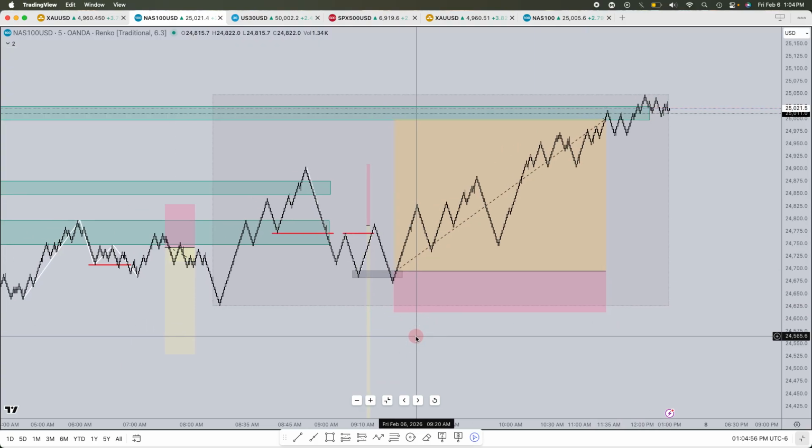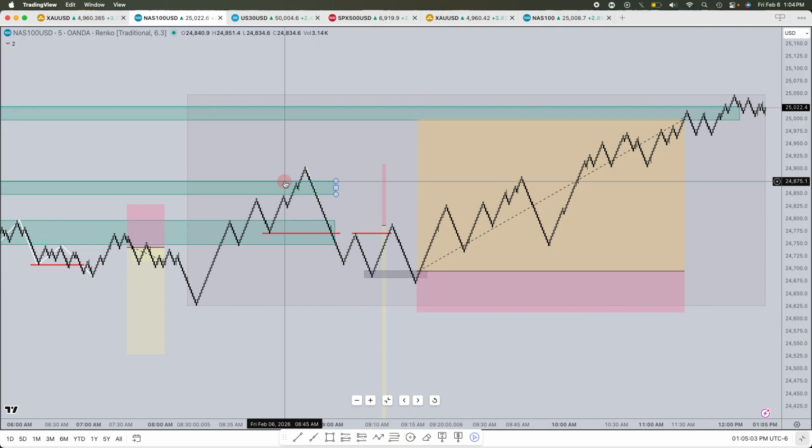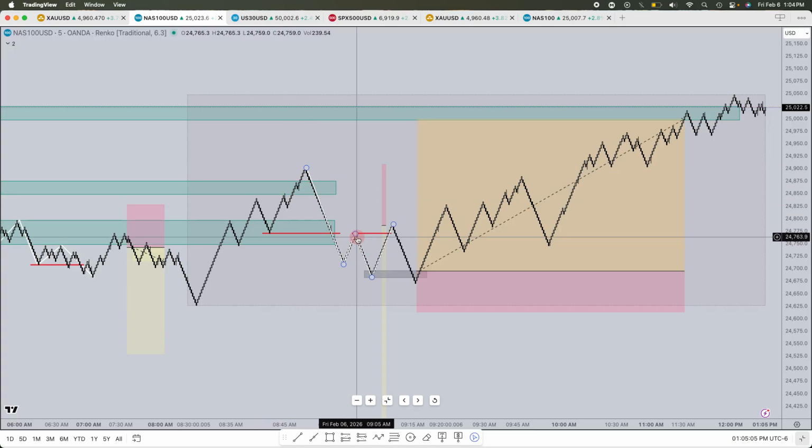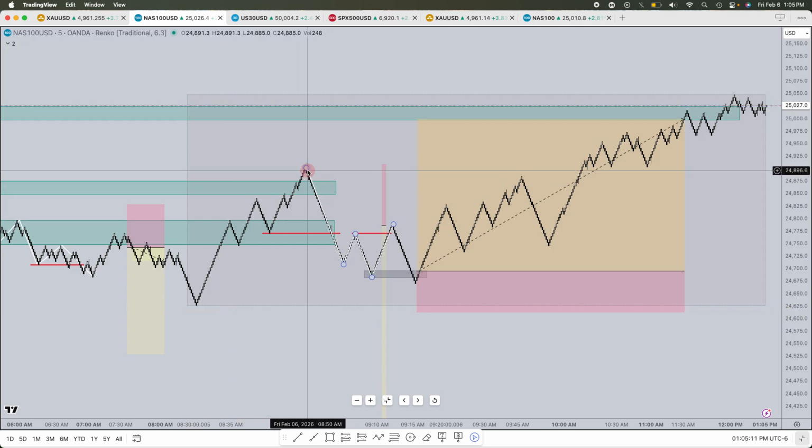But that's literally just following my rules, and like I said, there's no guesswork. Wait until 9 o'clock, then look for your setup. Make sure you understand what your higher time frame bias is. Draw your zones. Go to the lower time frame. Look for your entry and do the same thing.